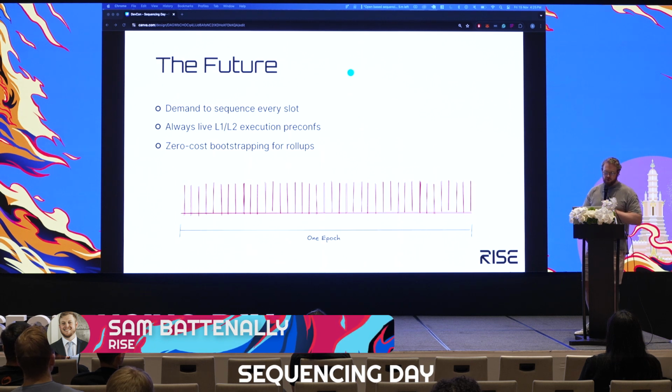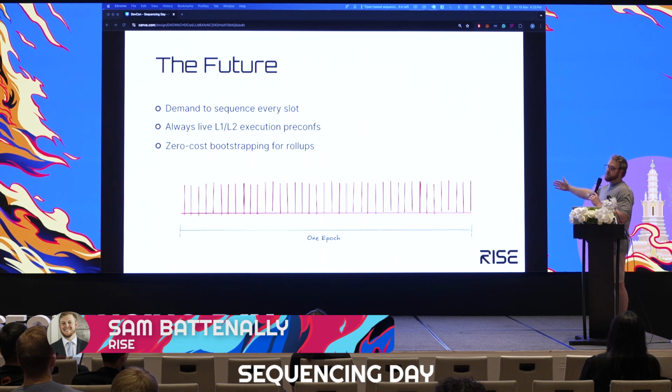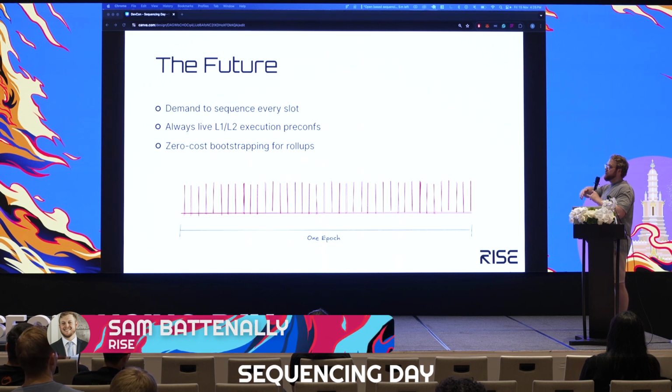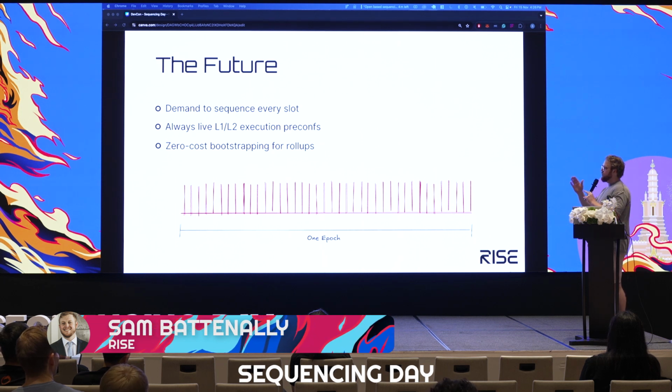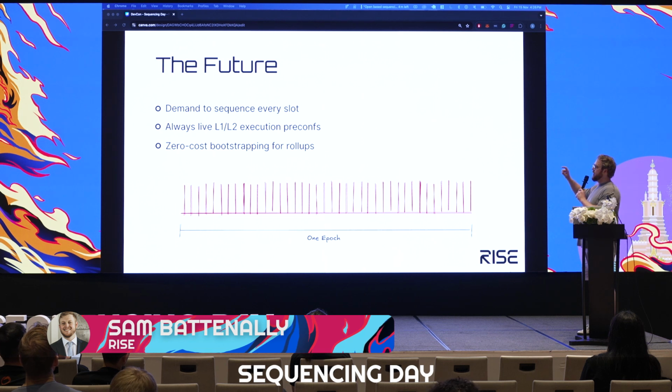So, forward-looking: once we have solved these problems, I see a world where the demand for based sequencing essentially fills up all of the blocks, or every block in an epoch. And just to take a step back, the reason for that is, say we have thousands of based rollups, or at least hundreds of based rollups, there's going to be a lot more demand on Ethereum block space to sequence those blocks. It's still going to be cheap because there are so many of them, but there's a world where we can start filling up all of the blocks. And the really cool thing about this is that's what unlocks L1, L2 execution pre-confirmations.